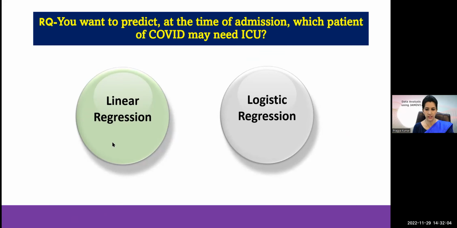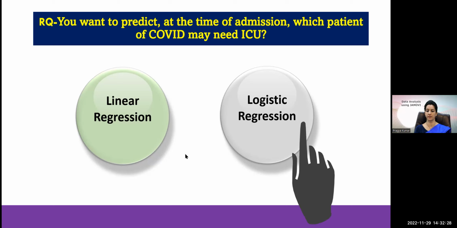So what will be the answer in this case? If you want to predict at the time of admission which patient of COVID will need the ICU, what will be the option? It will be the logistic regression.